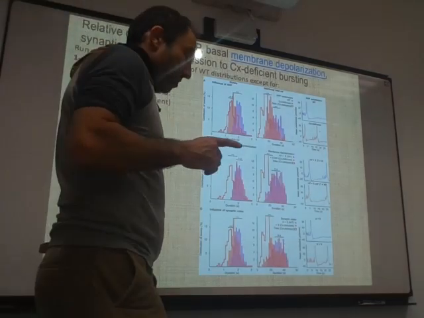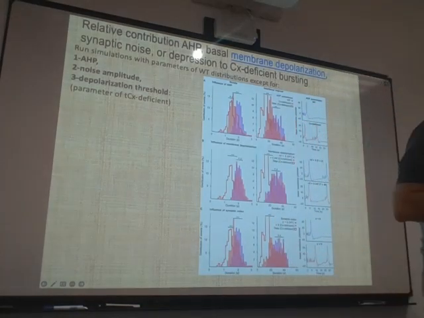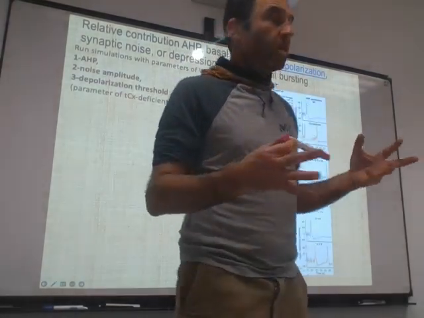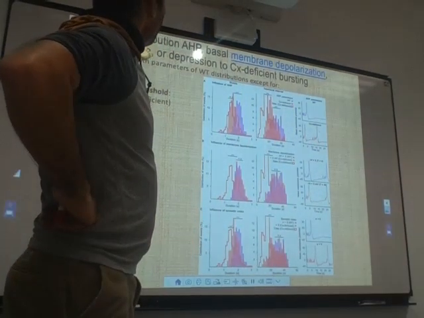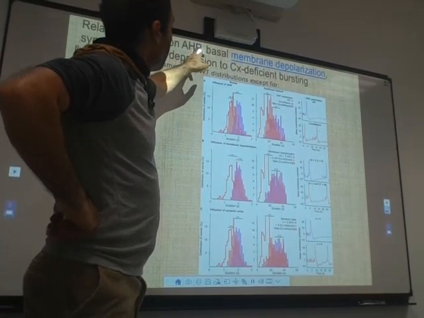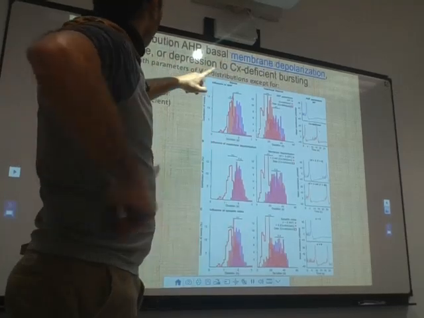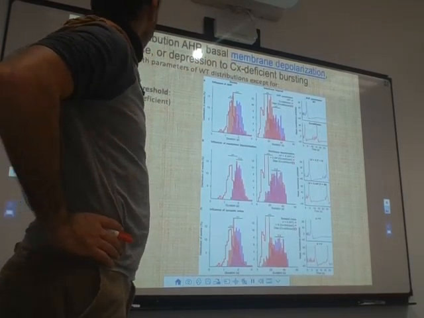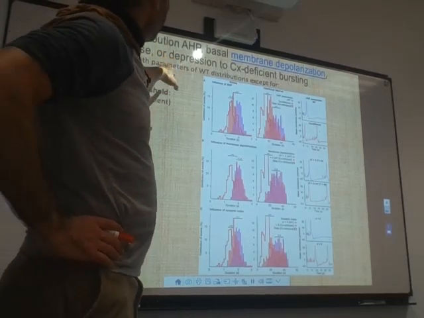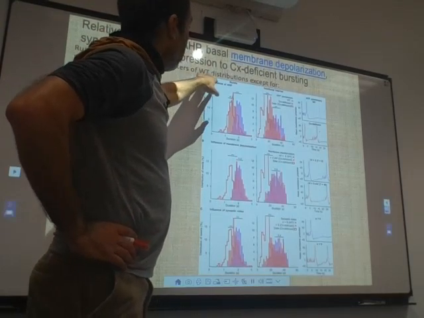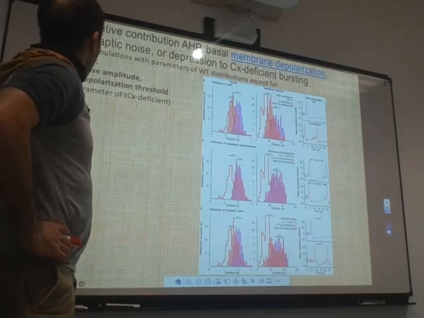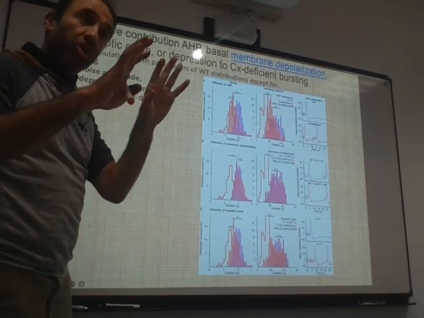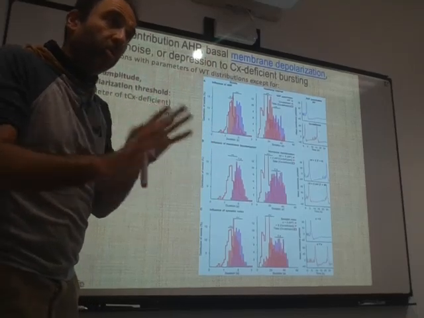Okay, and then we said this. Now you have a model. How do you explore with this model the different parameters? How to explore the relative contribution of this AHP, after hyperpolarization, the basal membrane depolarization, the synaptic noise, or the depression in this connexin knockout bursting. So we run our system with the parameters of the wild type distribution, except that we can now decide to just change, let's say, the time of the AHP. You can change a few parameters at a time, not all of them.